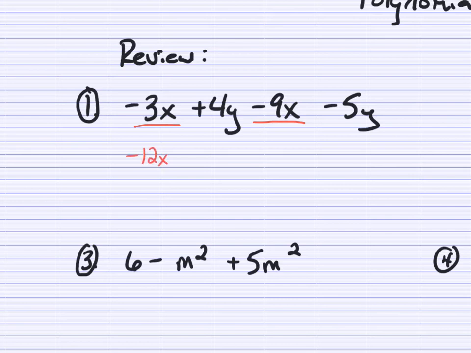Then I also see the like terms positive 4y and negative 5y because they both have y to the first power, so that means they're like terms. I can combine them and I can say negative 1y. Now I really don't need to put the negative 1 there. I could have just wrote negative y, but this is perfectly fine. This is me combining like terms.